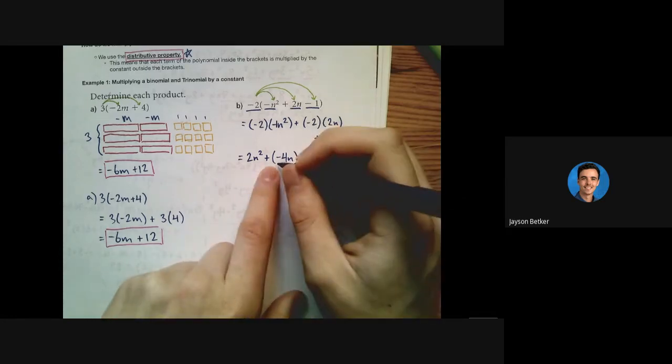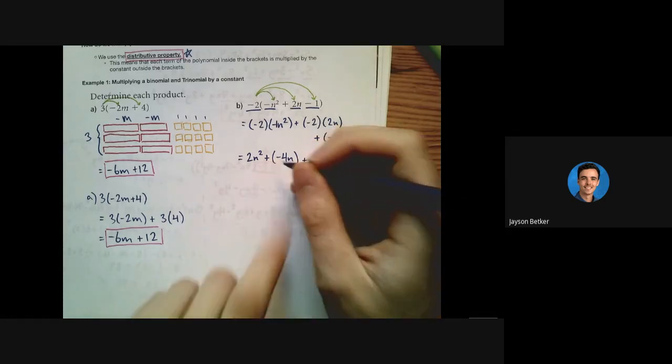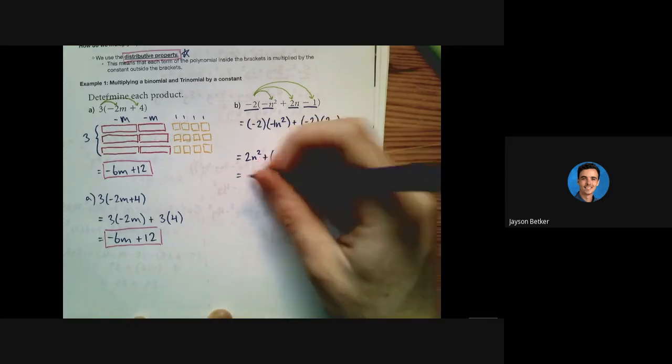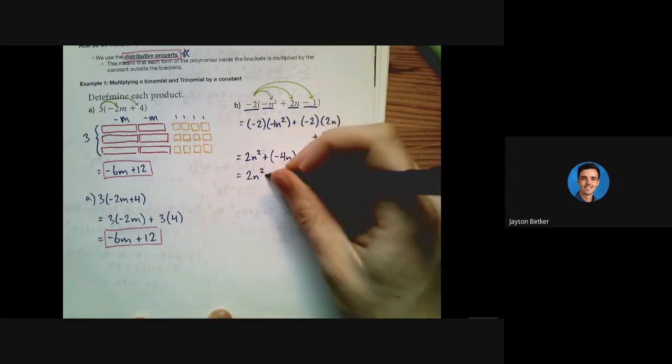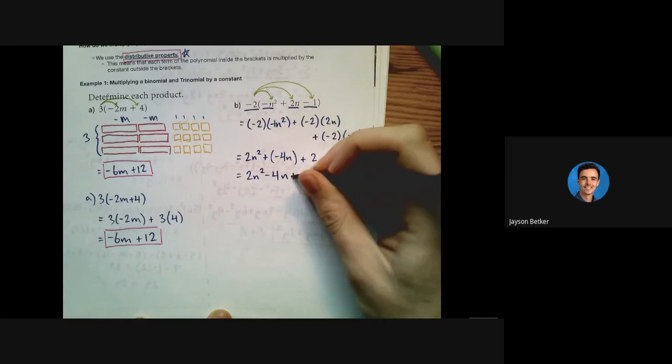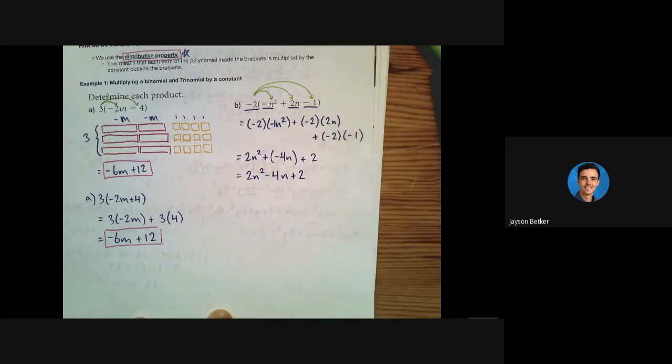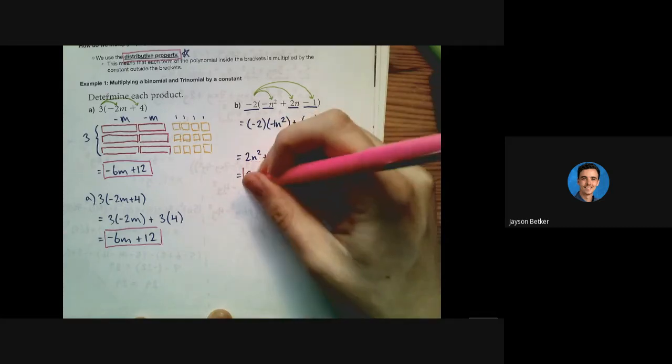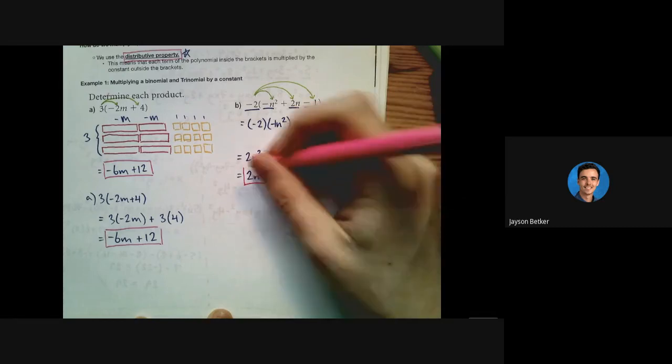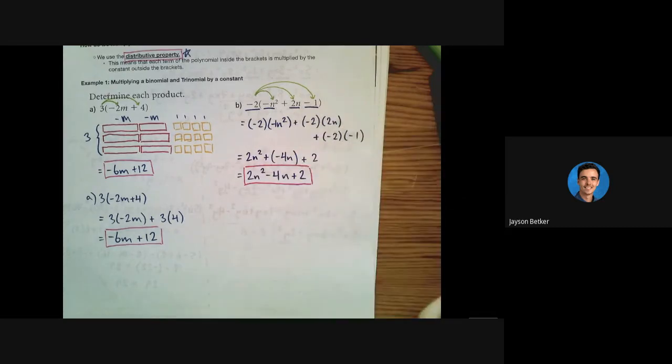Now we just need to do something about this. A positive and a negative gives us a negative. So this becomes 2n squared minus 4n plus 2. So there you have it. 2n squared minus 4n plus 2.